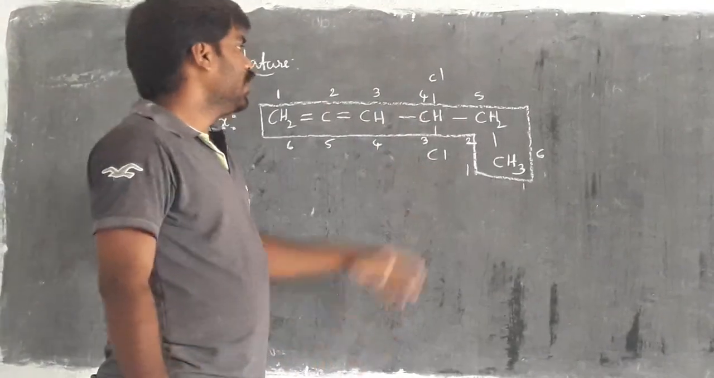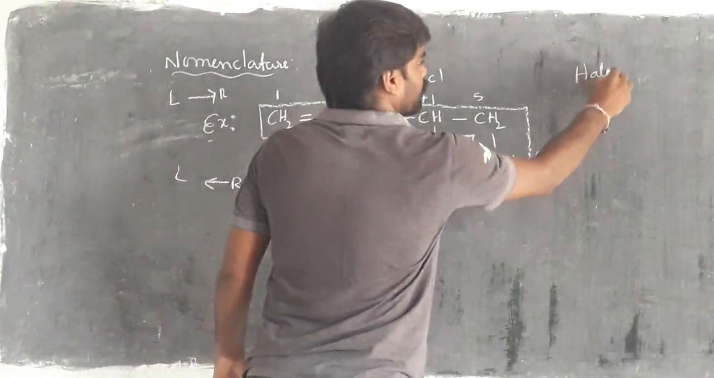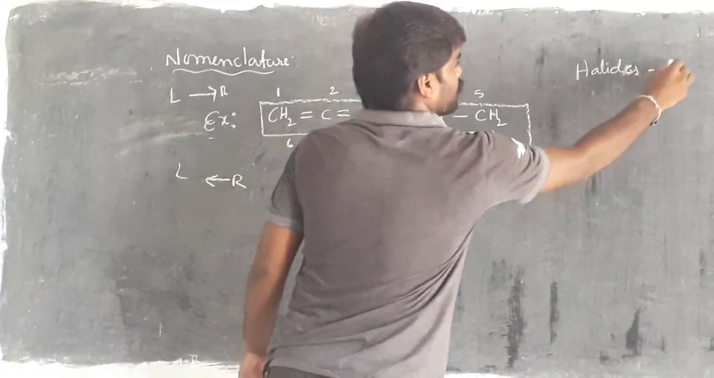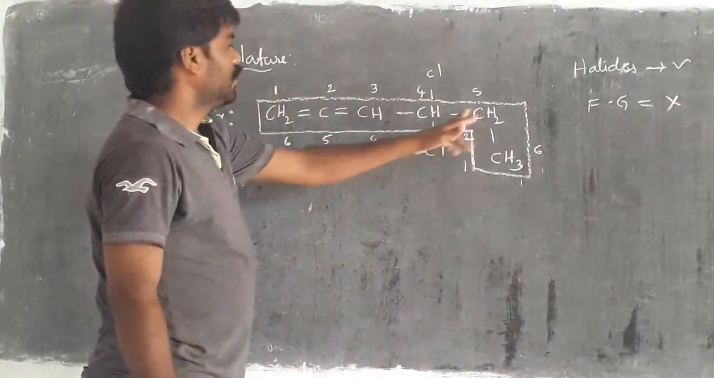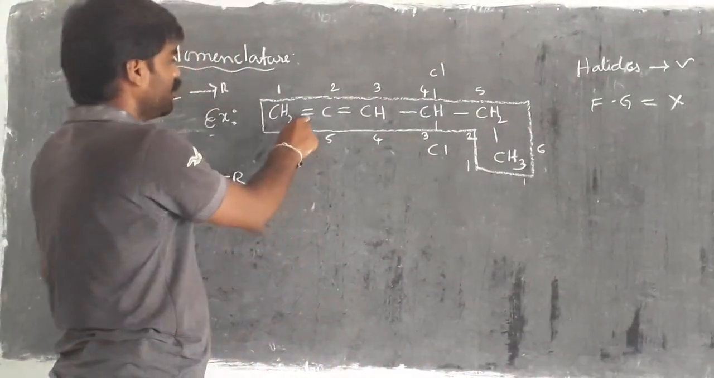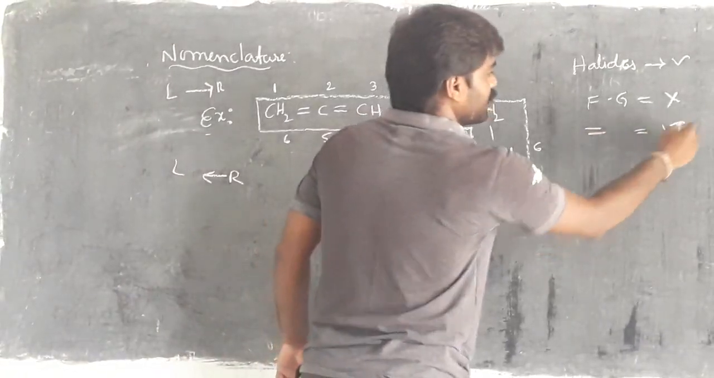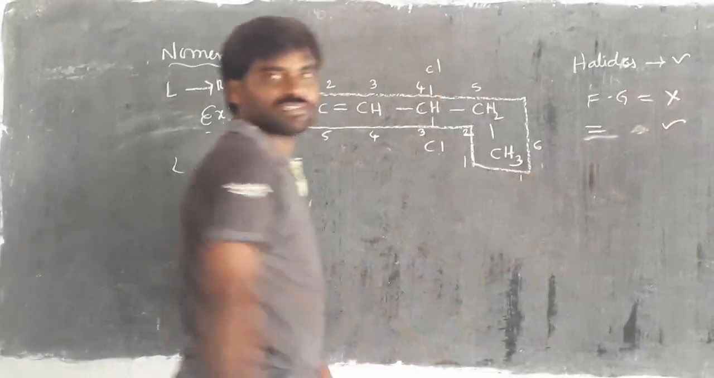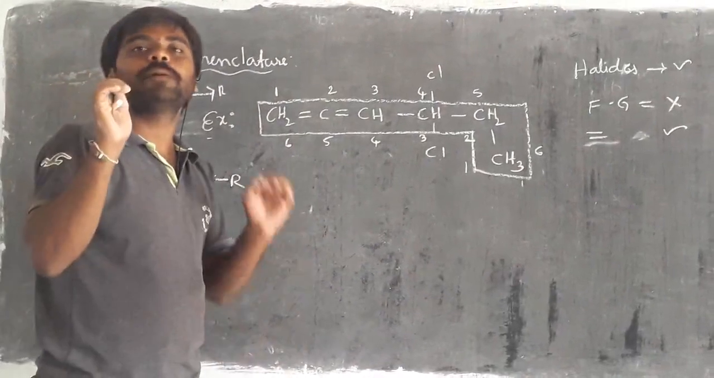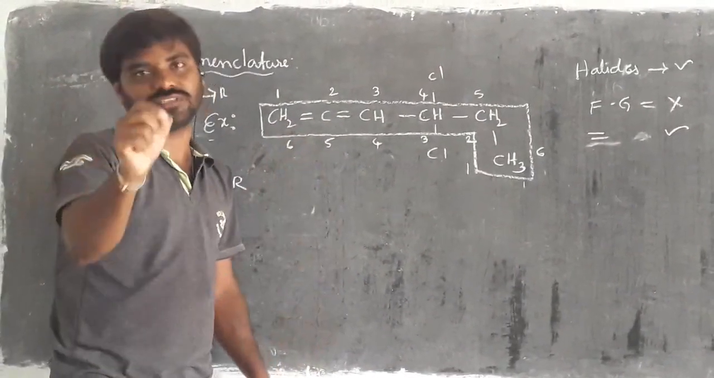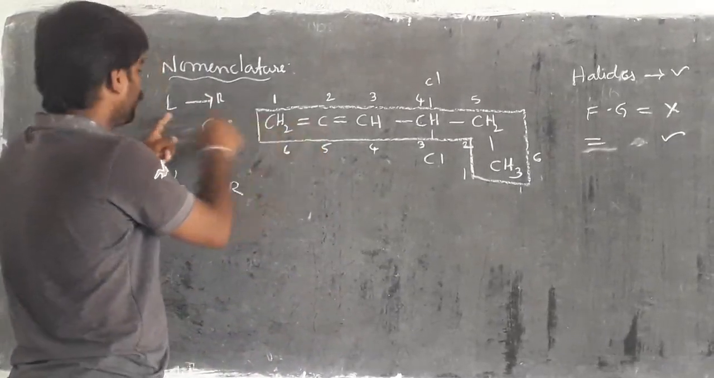Then first we have to verify what is present outside the parent chain. So here only chlorines are present, right? So we have to write halides are present. No functional groups are there. And we have to select any double bond or triple bond. Here one double bond is there, here one double bond is there. So double bond is present. When a double bond is present, that should carry priority, means that is the first one.